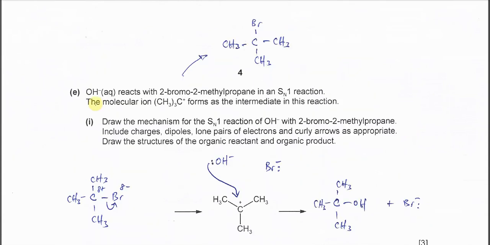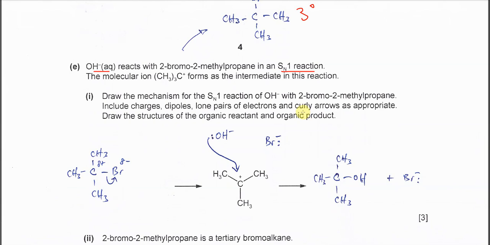Part E. Aqueous hydroxide reacts with 2-bromo-2-methylpropane. This is a tertiary haloalkane. In the SN1 reaction, the molecular ion (CH3)3C positive forms as the intermediate in this reaction. Draw the mechanism for the SN1 reaction between the hydroxide and 2-bromo-2-methylpropane. Include all charges, dipoles, lone pairs, curly arrows, and so on.